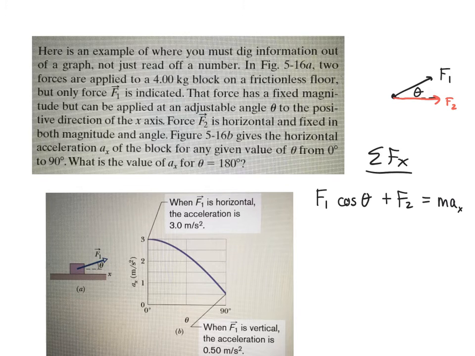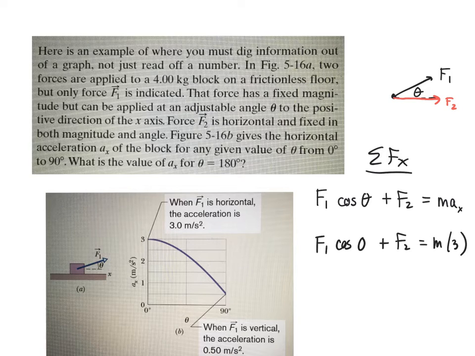This graph here is telling me a lot of information. It's telling me that when the angle between the force and the horizontal is 0, meaning when it's like this, right here, but it's being pulled to the right, the acceleration is 3. So that is really useful. It gives me this equation. I could write F1 cosine of 0 plus F2 equals m times 3. That's what the first data point gives me.